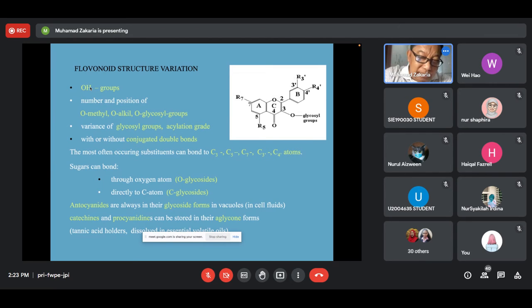Anthocyanidin. Anthocyanins are always in the glycoside form, in the vacuole in cell fluid. Catechin and cyanidin can be stored in the aglycone. Aglycone means no sugar, okay? Form. Tannic acid is dissolved in the essential oil, okay?